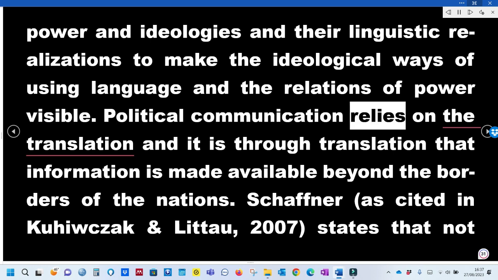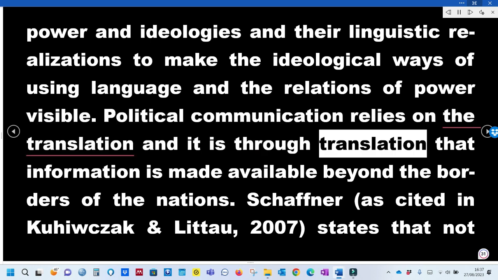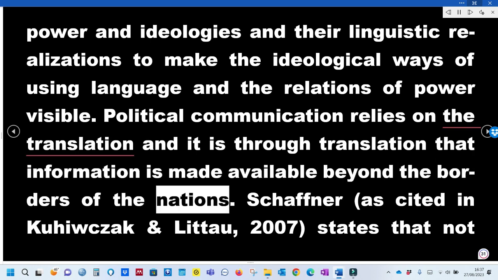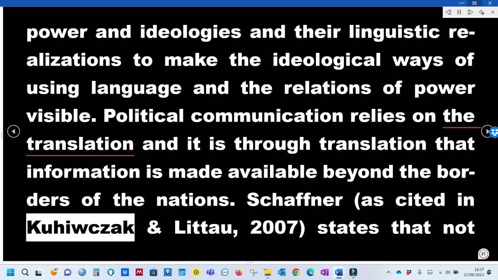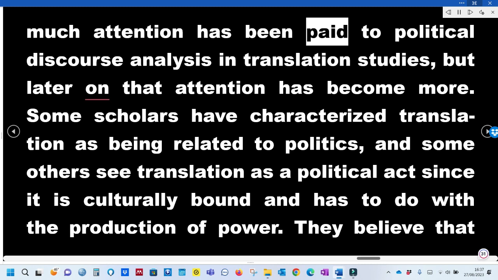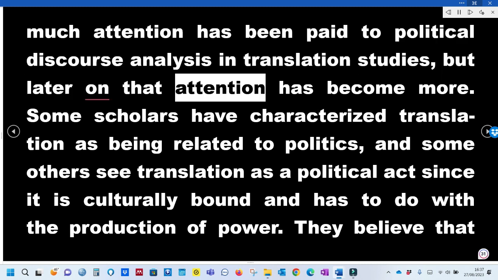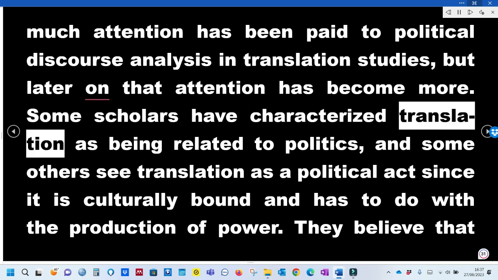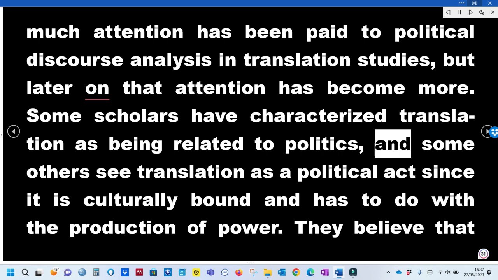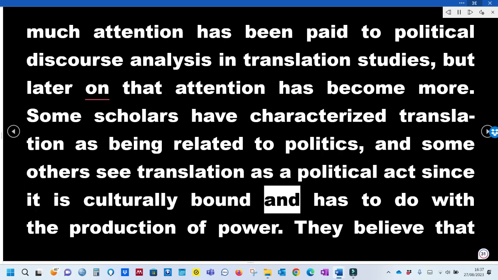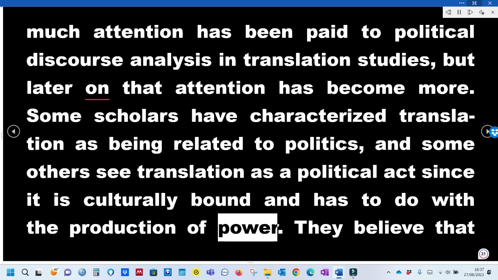Political communication relies on translation, and it is through translation that information is made available beyond the borders of the nations. Schaffner, as cited in Kuhiksak and Liddell, 2007, states that not much attention has been paid to political discourse analysis in translation studies, but later on that attention has become more. Some scholars have characterized translation as being related to politics, and some others see translation as a political act since it is culturally bound and has to do with the production of power.